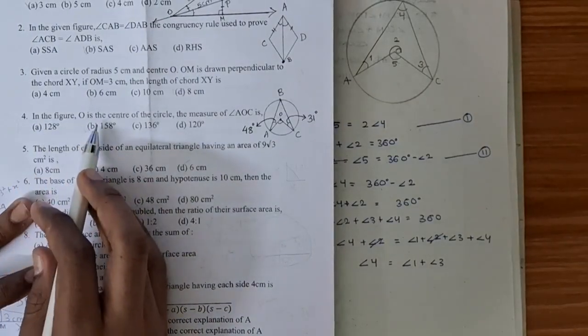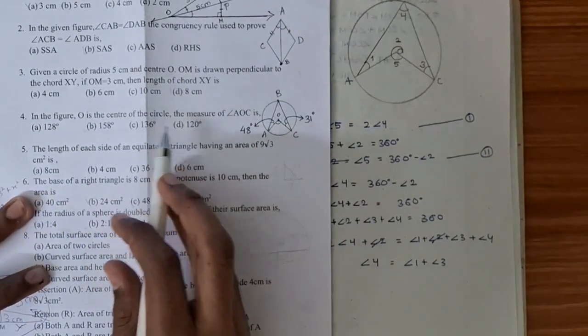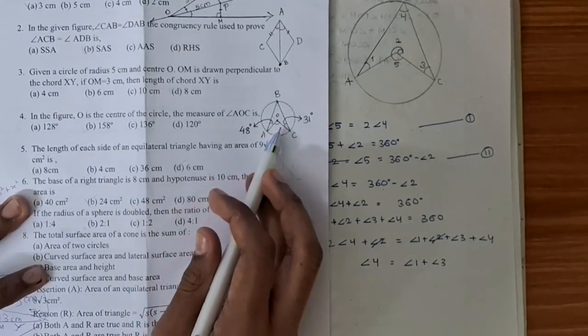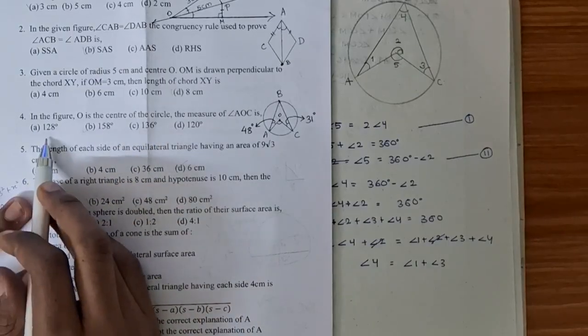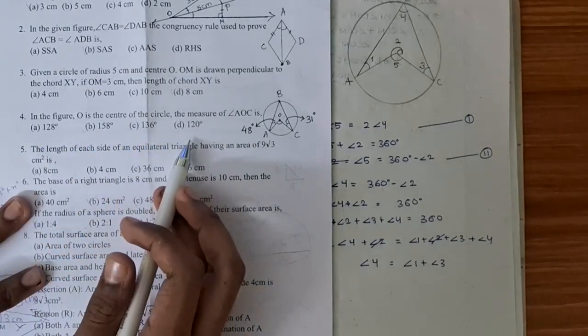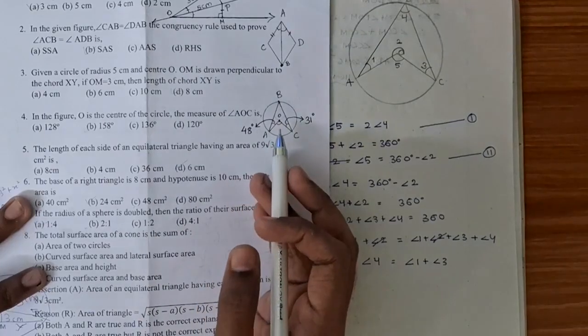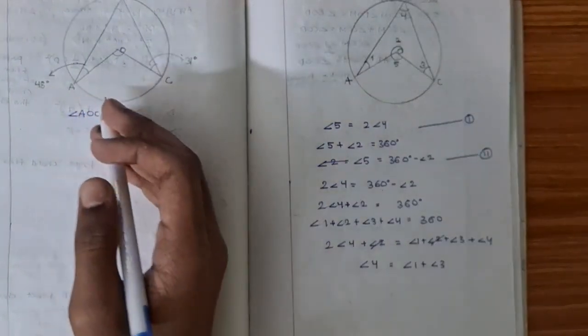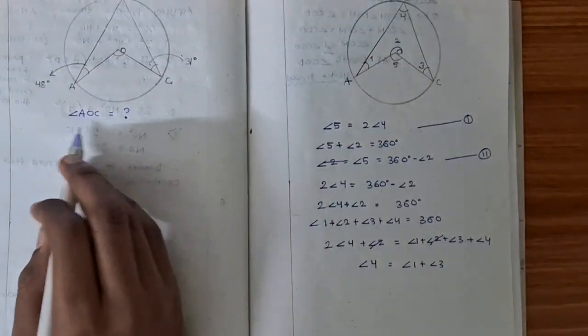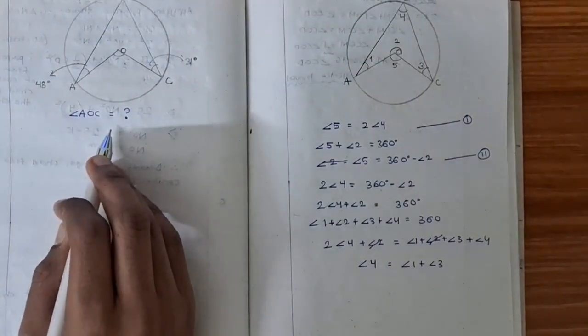In the figure, O is the center of the circle and we have to find the measure of angle AOC. We are given four options: 128, 158, 136 and 120. The first thing is that we should draw this figure, and this is the figure from the question, and we have to find the measure of angle AOC.